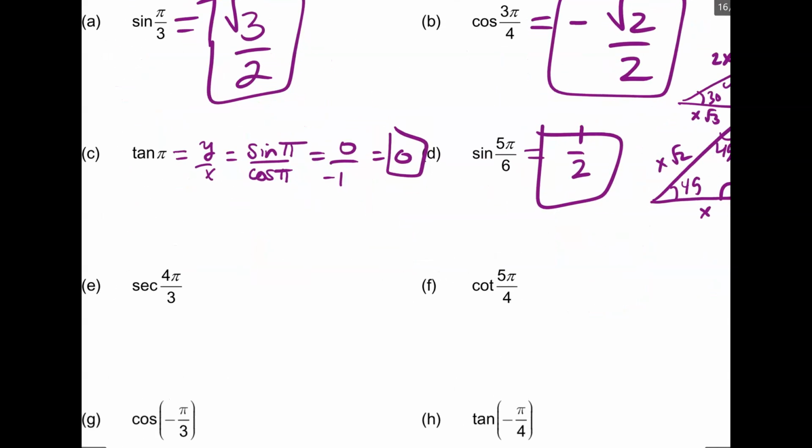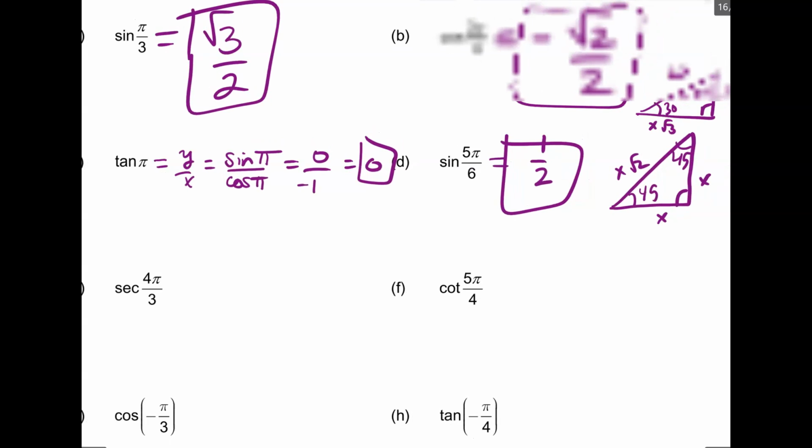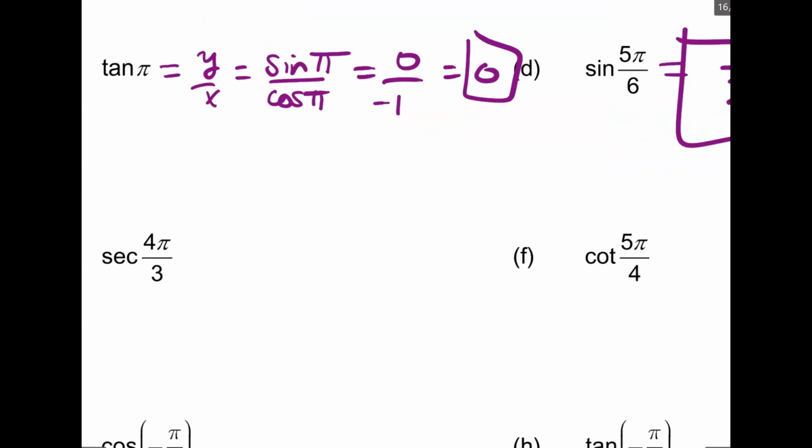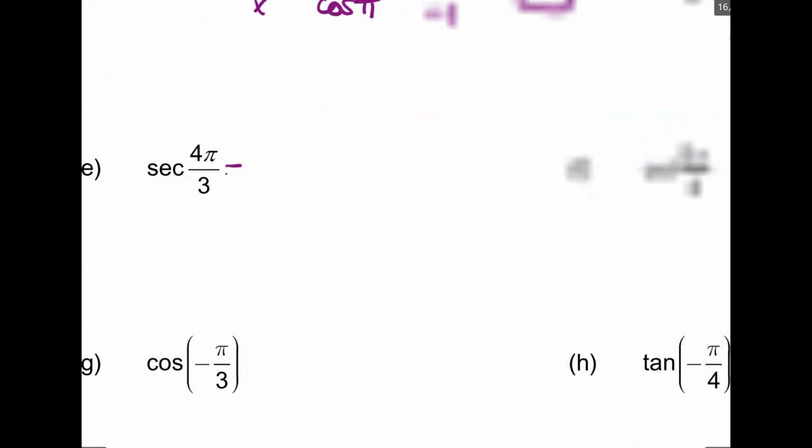Next one, secant of 4 pi over 3. If I want to rewrite this to make it a little easier for myself, this is the same thing as 1 over cosine of 4 pi over 3. And we know cosine of 4 pi over 3. If you can see the axes in your head, 4 pi over 3 is in the third quadrant, pi over 3 is the reference angle, 60 degrees. So I'm looking for cosine 60 degrees.